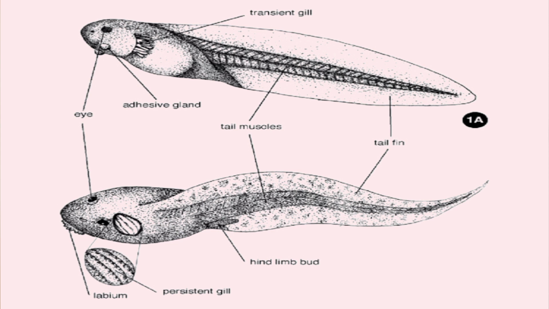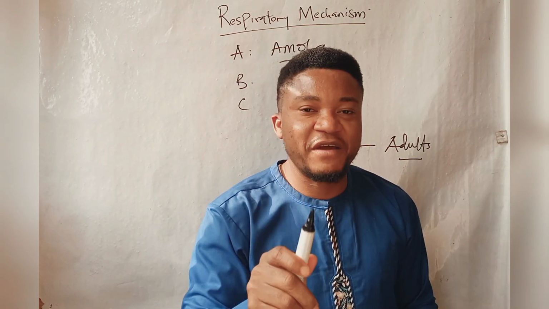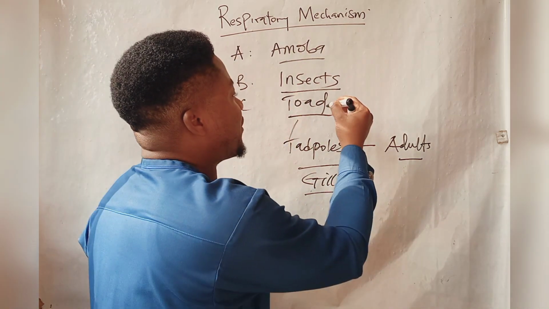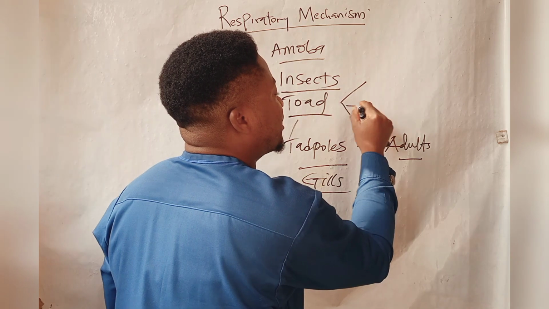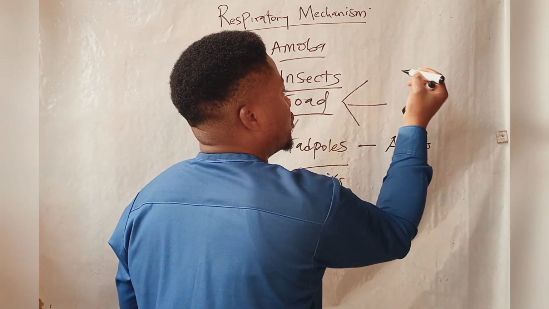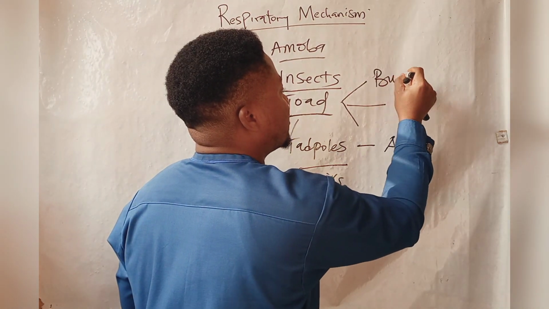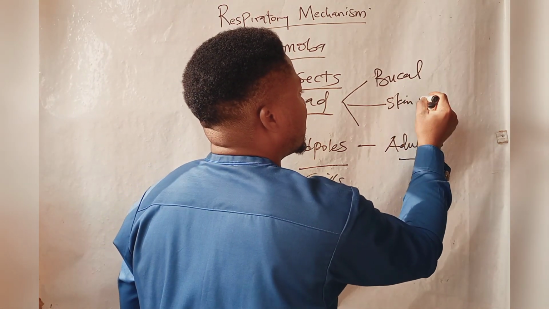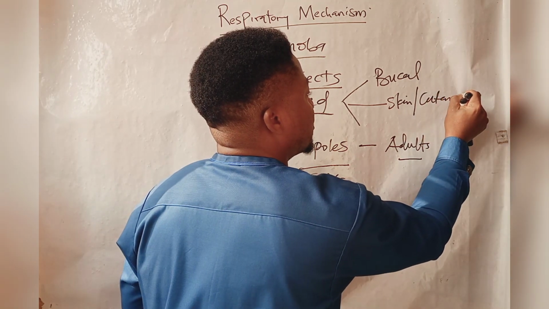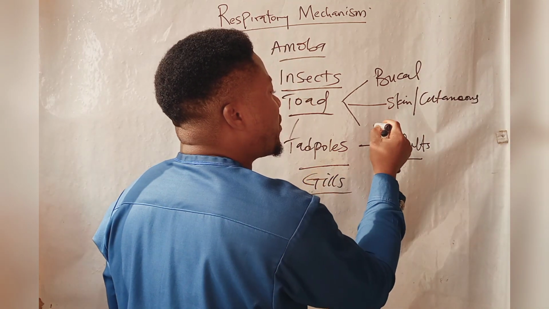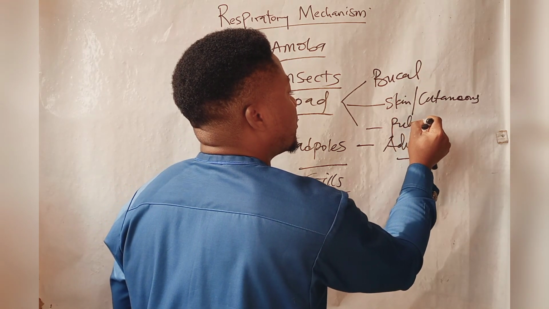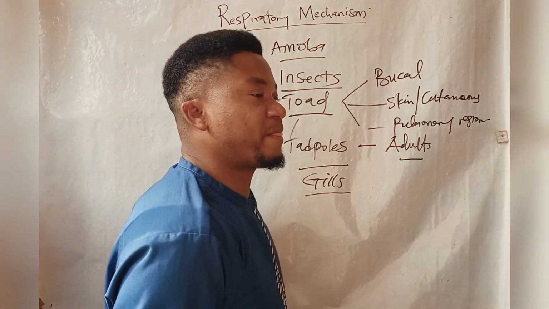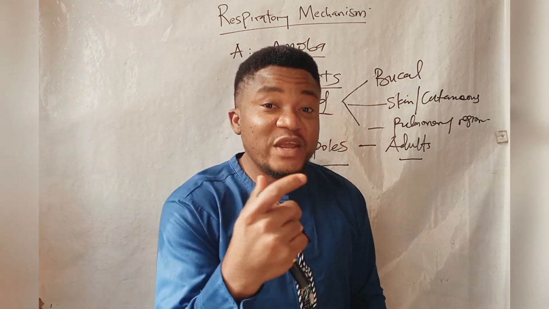But when we go to the adult toads, that is where it becomes very, very interesting, because the adult toad tends to carry out respiration in 3 different means. Number 1 is what we call the buccal respiration. We have the skin or cutaneous respiration, and we have the pulmonary respiration.